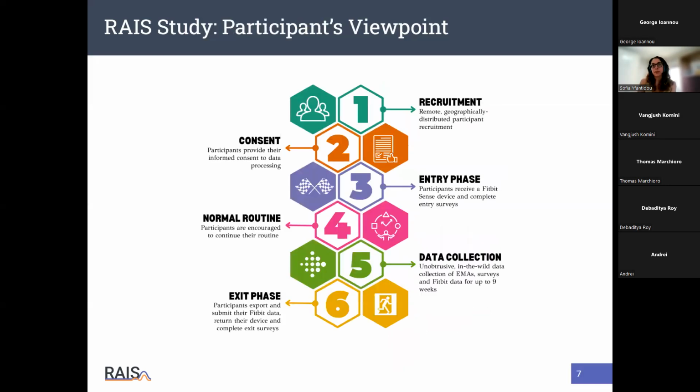However, of course, the participants' viewpoint is much different. It starts with the recruitment. So after the recruitment, the participants are informed about what their participation to the experiment means, that their data would be shared anonymously, and they provide their informed consent. Then we have the entry phase, where the participants receive their Fitbit device, and also they complete a set of entry surveys, which we will see later in more detail.